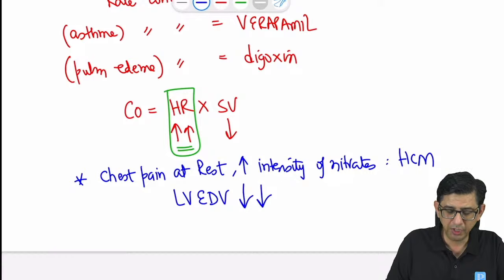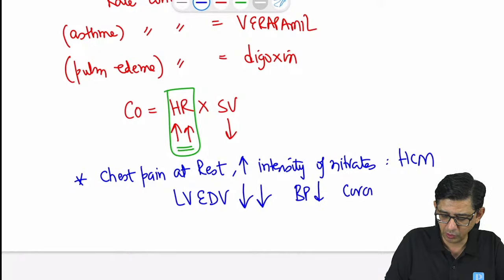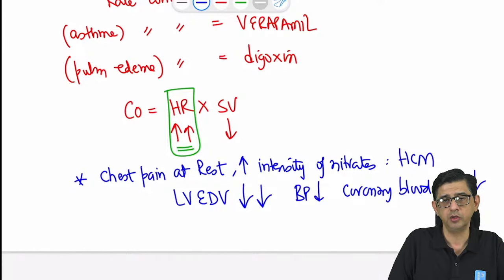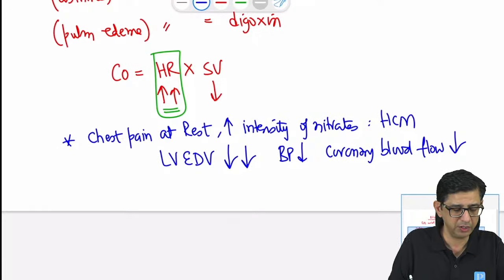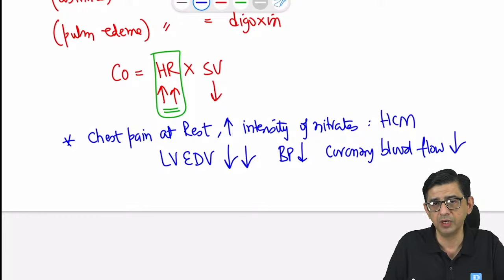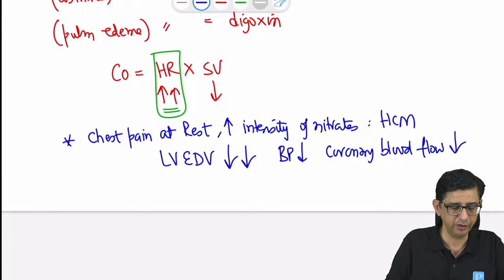If LV EDV decreases, the blood pressure of this patient will begin to fall. And the decrease in the blood pressure will mean that there is a reduction in the coronary blood flow. And if you reduce the coronary blood flow, then the chest pain will worsen in this patient. So this is the only scenario where chest pain tends to worsen with the administration of a drug, that is nitrates, that is hypertrophic cardiomyopathy.